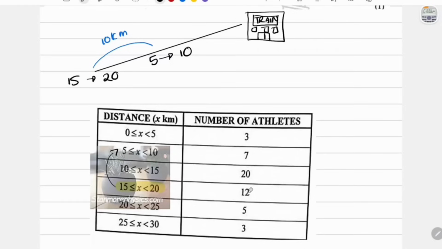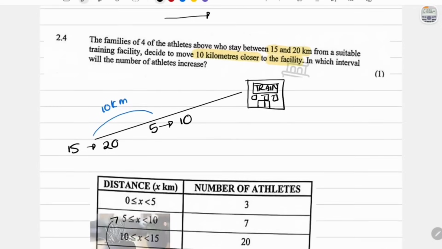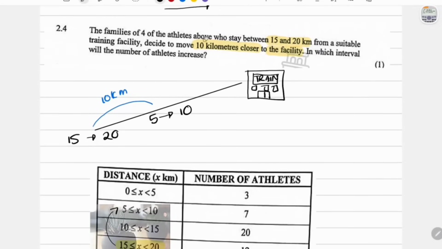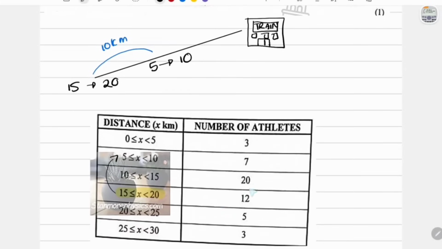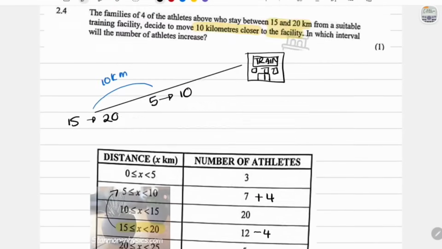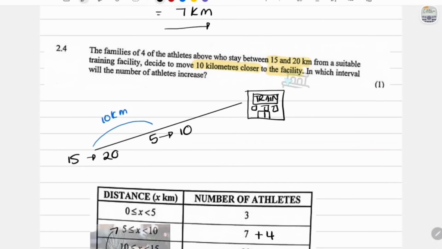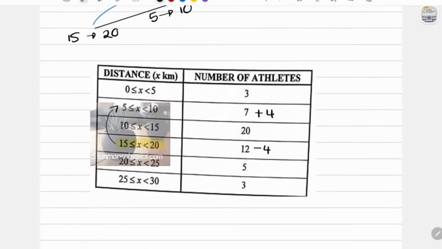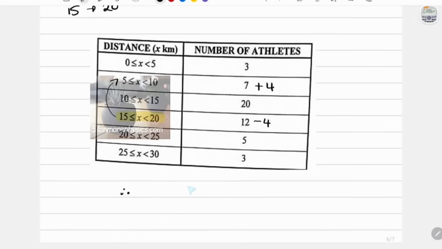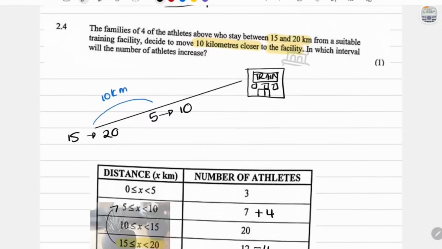Okay, so what happens with the people then? It means that the 4 athletes who are moving from this place are coming out of this class. So we will have 4 athletes leave here, minus 4, and 4 athletes would go here. So at least now we know the class. That's actually what they asked for. They asked in which interval the number of athletes will increase, and that would be this interval over here, which is x is greater than or equal to 5 but less than 10. Okay, so that is the answer for that question.